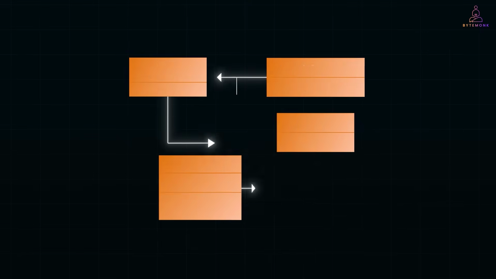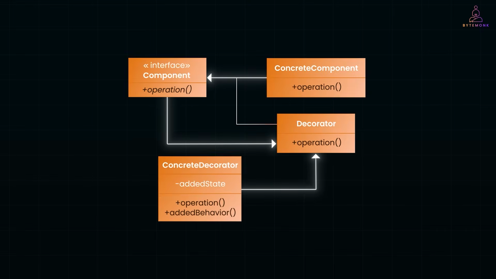So here at the top, you have the component interface. In our case, that's the text editor interface. It defines a common method, render. To the right, the concrete component represents our basic editor. It's the simplest version of the editor. No spell check, no autosave, just plain text.